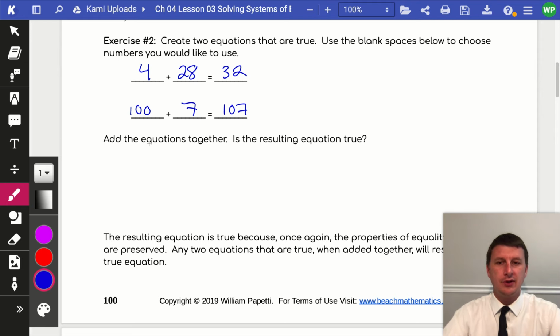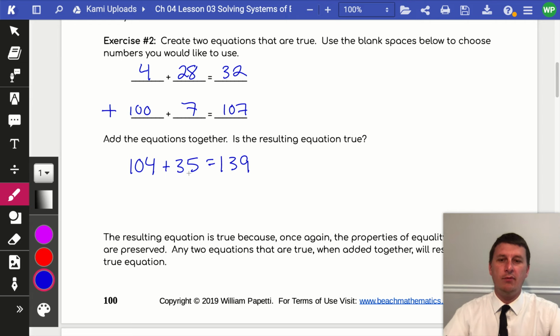So I'm going to add just straight down. I'm going to have 4. I'm going to put a plus sign here. So I'm going to do 4 plus 100, and I'm going to get 104 plus plus. So positive 28, positive 7 is going to give me positive 35. Bring down my equal sign so it's all lined up. And 32 plus 107 is going to give me 139. And is the resulting equation true?